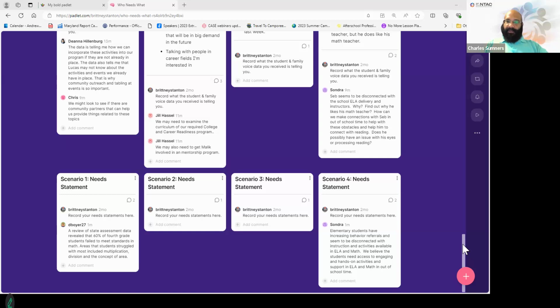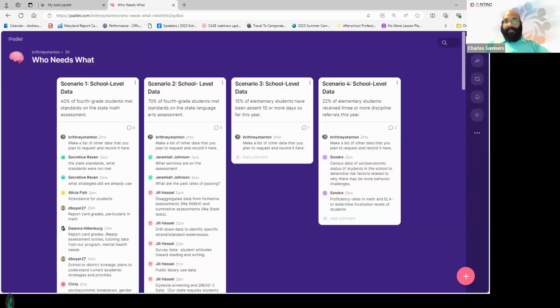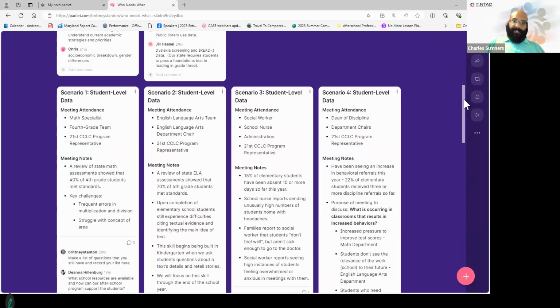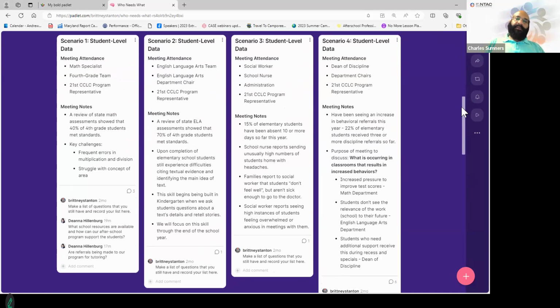And for scenario 4 here, just as a refresher, we have 22% of elementary students who received 3 or more disciplinary referrals this year. And then we met with the dean of discipline, and there's been a 22% increase in elementary students who have received 3 or more discipline referrals. We have increased pressure to improve test scores. We have students who don't see the relevance of their work. We have students who need additional support and they receive it during their recess and during their specials, which are things that they really like and are engaged with, right?